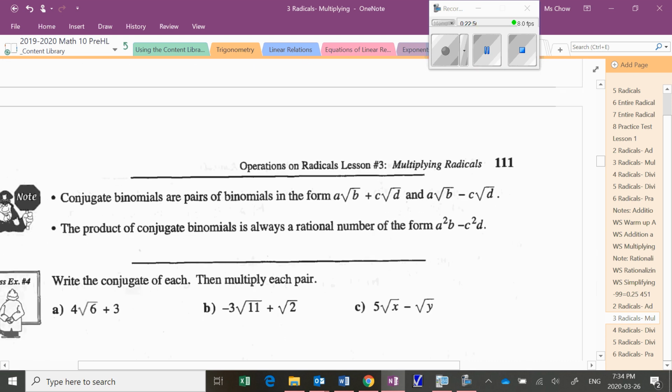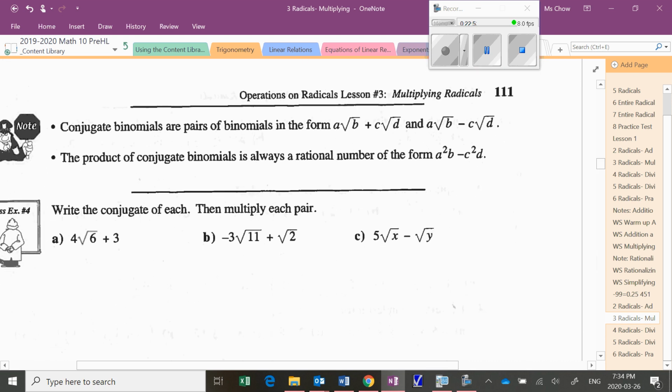And you can see conjugate binomials are pairs of binomials in the form a root b plus c root d and a root b minus c root d. So they look identical to each other other than the sign switching. And then the product of the binomials is always a rational number in the form of a squared b minus c squared d. So that looks way more complicated, but of course they're just multiplying a times a, which is our a squared, and then root b times root b is just b, and then c times c is c squared, and notice how the positive times negative gives us that negative right here. So it's that difference of squares.